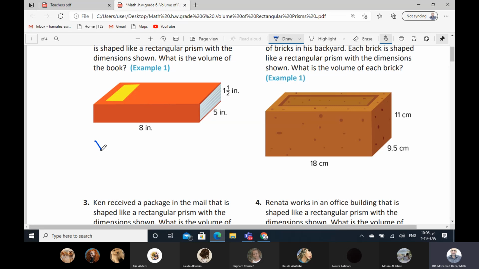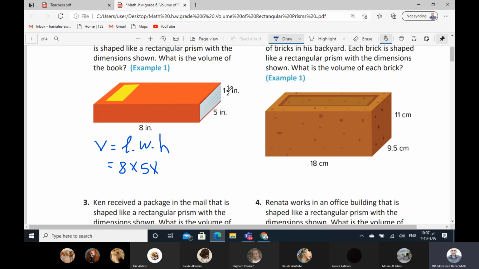V equals height times width times length. V equal length times width times height. Thank you. Substitution now. Length equal 8 times width equal 5 times height equal 1.5. 1.5 is a mixed number.